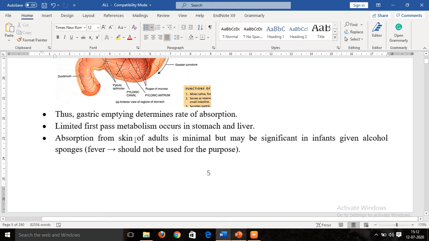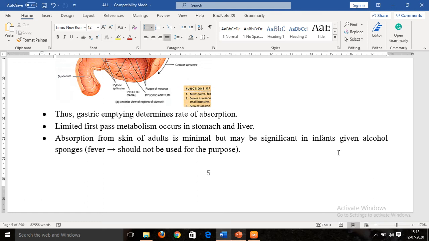The absorption from the skin of the adults is minimal. It is not very significant. However, absorption from the skin of the infants, small or newborn babies, is quite significant. That is, if alcohol is applied on the skin of the infants, it may significantly get absorbed into the systemic circulation of the baby, so that it can precipitate the adverse effects of the alcohol.